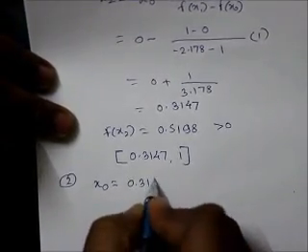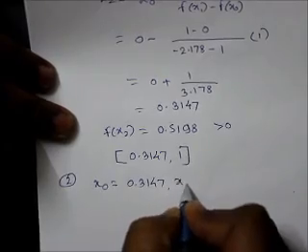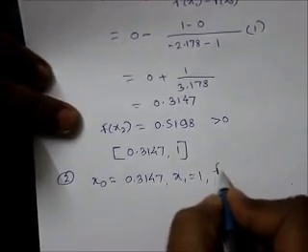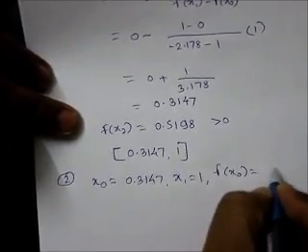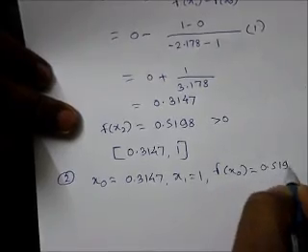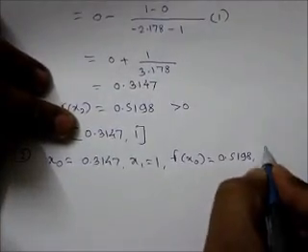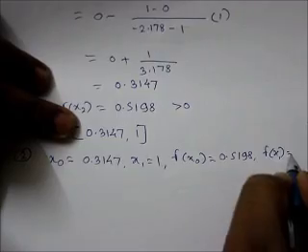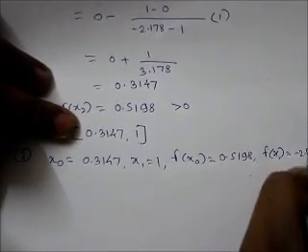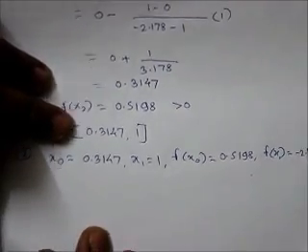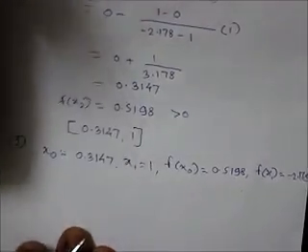Okay, alright, second iteration. x0 is 0.3147, x1 is 1, f(x0) is 0.5198, f(x1) is equal to minus 2.178. Alright, is it clear, visible? Alright, yes.